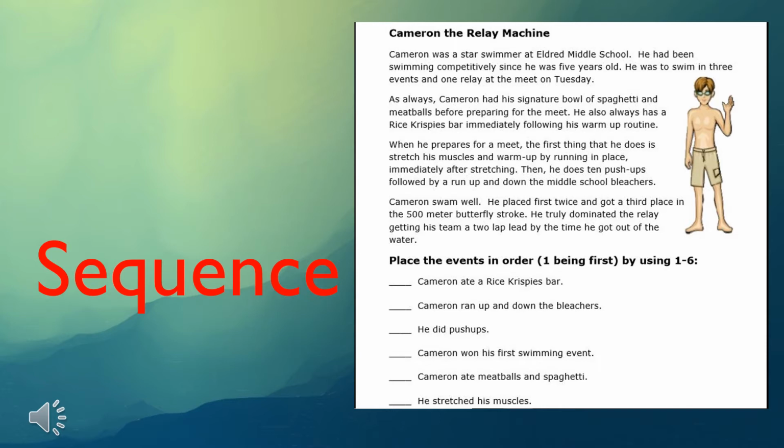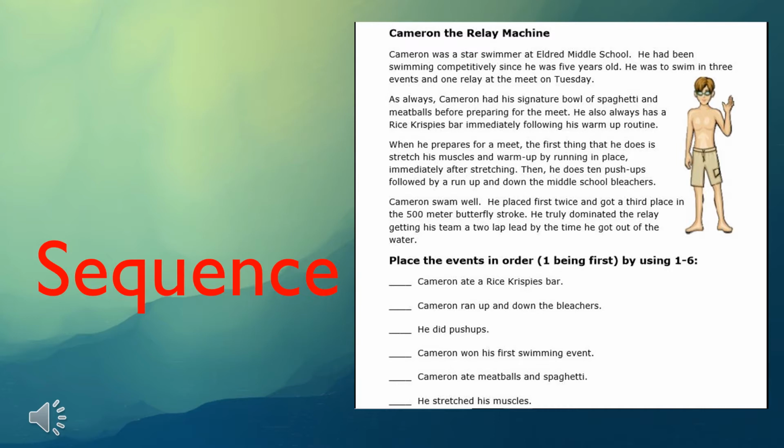We have this passage. Cameron, the relay machine. Cameron was a star swimmer at Eldred Middle School. He has been swimming competitively since he was 5 years old. He was to swim in 3 events and 1 relay at the meet on Tuesday. As always, Cameron had his signature bowl of spaghetti and meatballs before preparing for the meet. He also always has a Rice Krispies bar immediately following his warm-up routine.